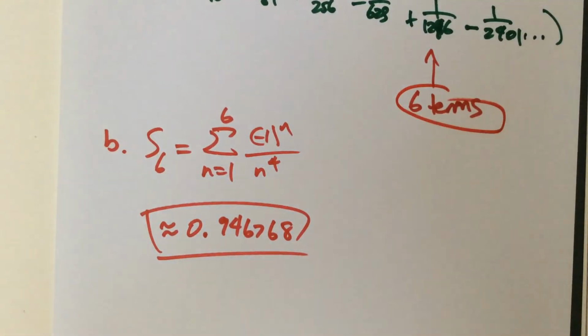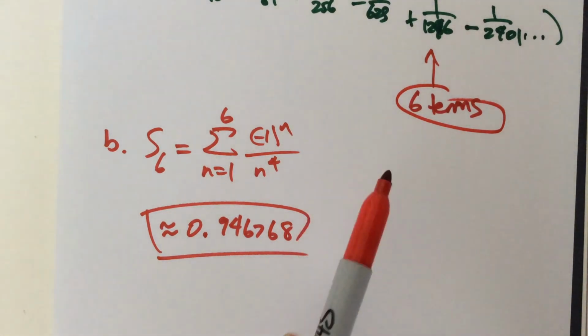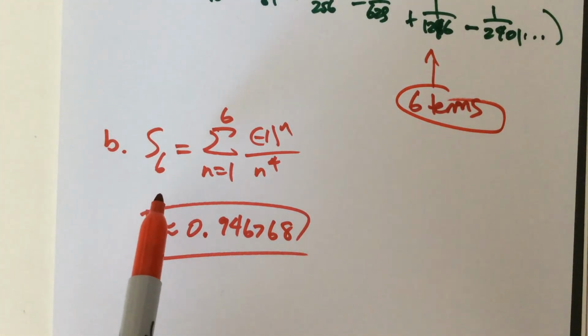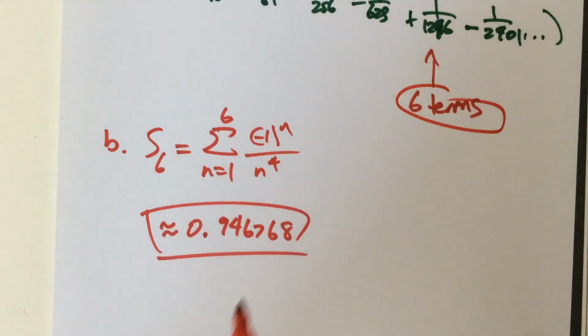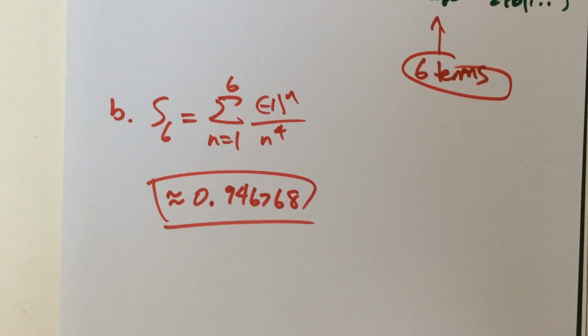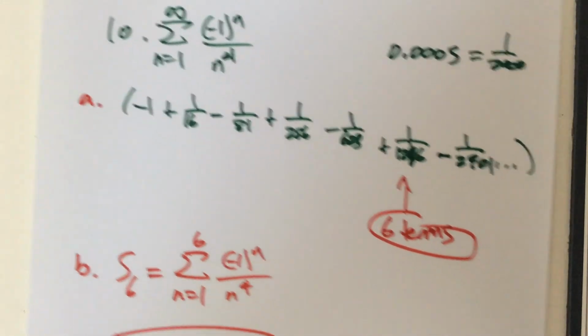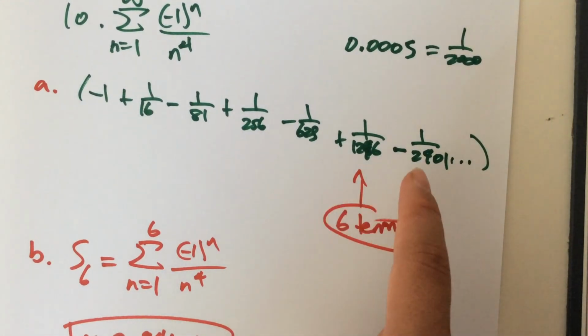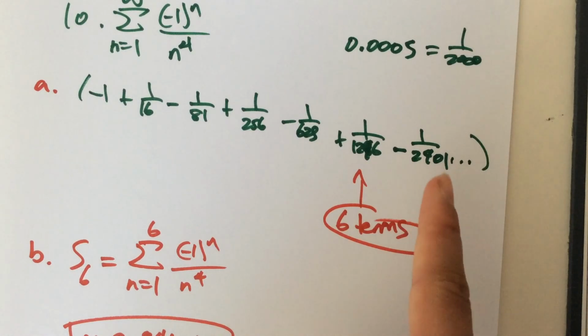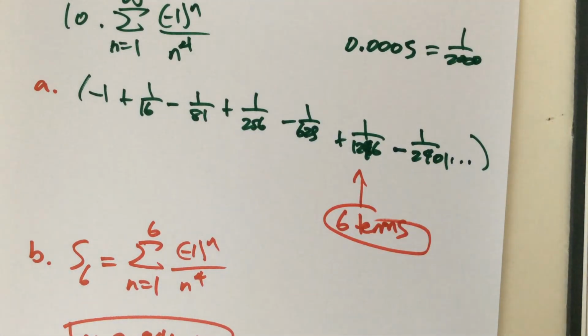For part B, since you need 6 terms to be within that error, you just take the sum of 6 terms, which looks like this. And if you plug that into your calculator, you will get approximately this answer. So that is the answer within the error of 0.0005. A common error that may happen is that you forget to round down, and because this one's smaller, you accidentally say that you need 7 terms. So that's the most common error in this problem.